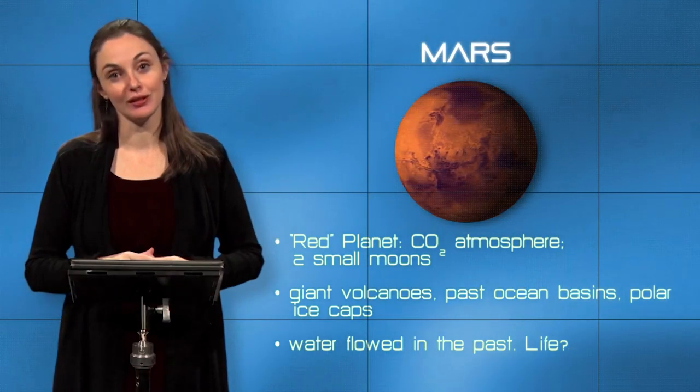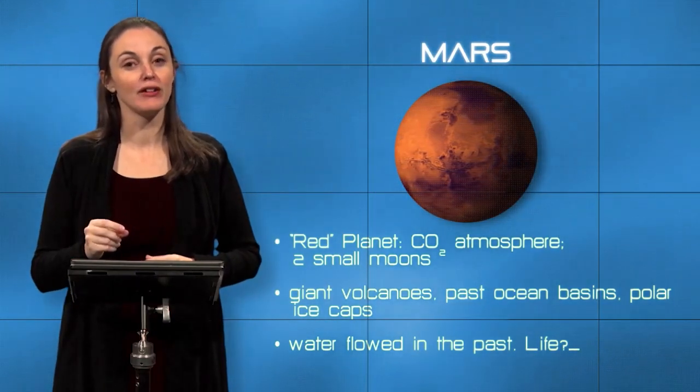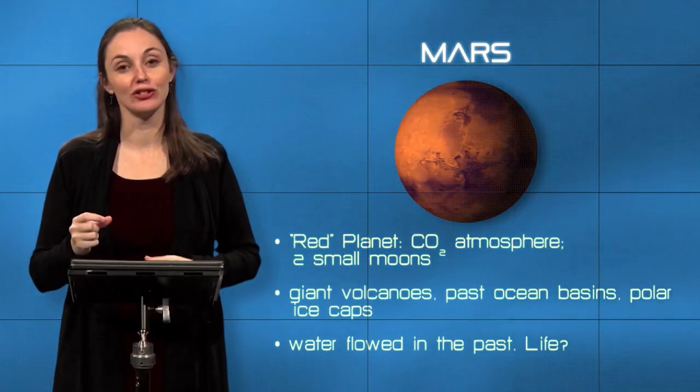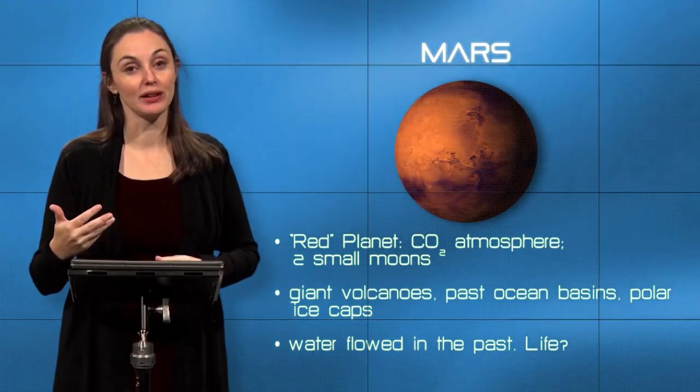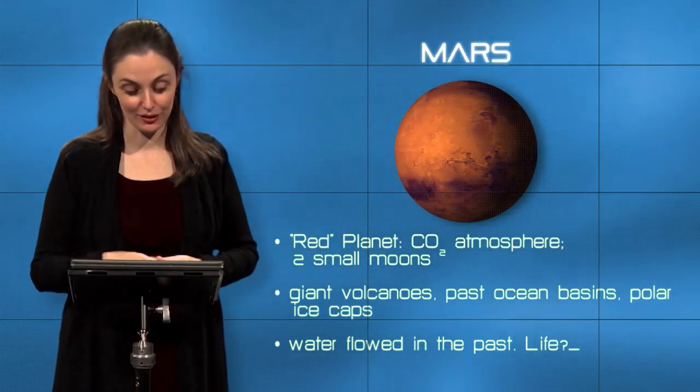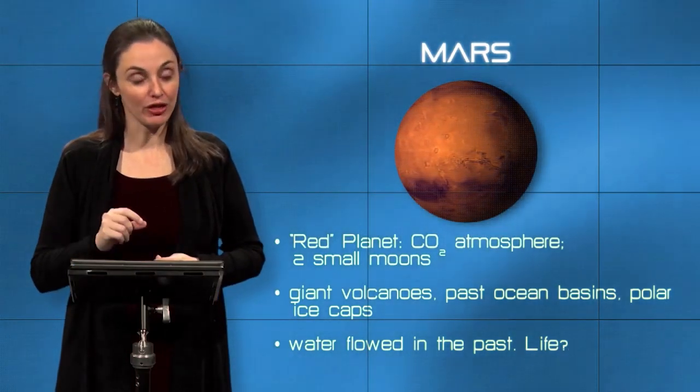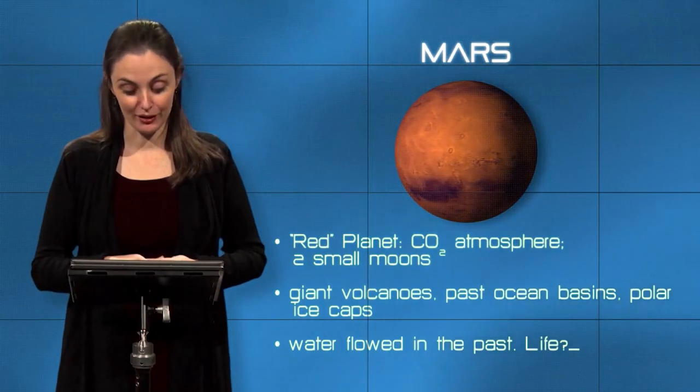All it really means is that the thin little bit of atmosphere that it does have is rich in CO2, and that's what makes the planet appear red from a great distance. So the little thin atmosphere that it does have is carbon dioxide rich.